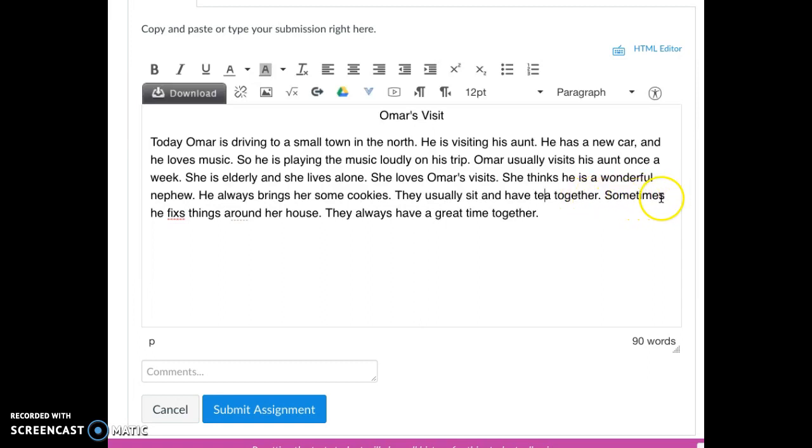Sometimes, so we have more habit here, he fixes things around her house. See how this turned red? Why? Because after an X, you can't put an S. You have to put ES. Again, those spelling rules are on page 14 in your book. So review those. He fixes things around her house. They always have a great time together. Again, always. So this is a habit. So have will be simple present.